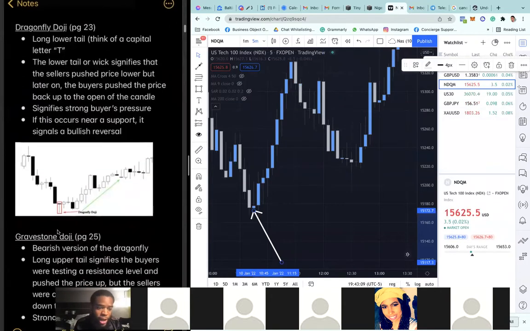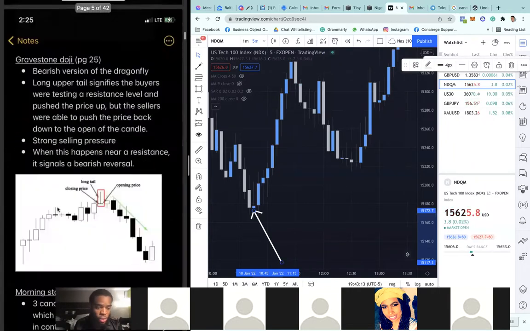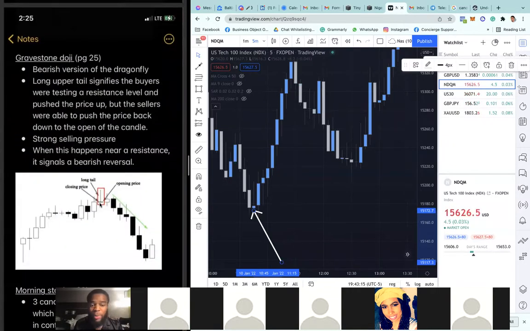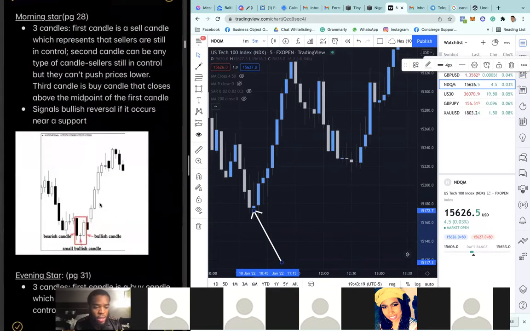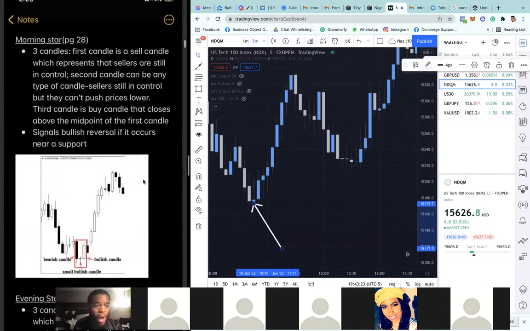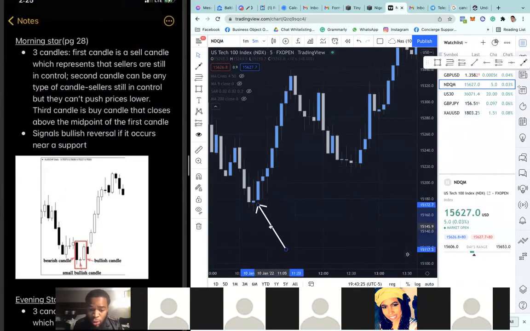You've got dragonflies, which is like a regular T, and then you have a gravestone doji, which is like an upside down T. But I wanted to transition into the morning star. The morning star is a perfect example where you can see a small-looking doji followed by a bullish push.